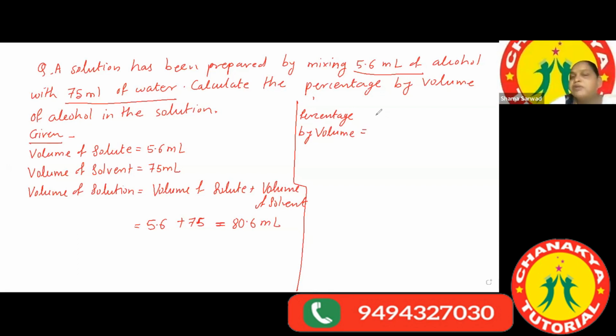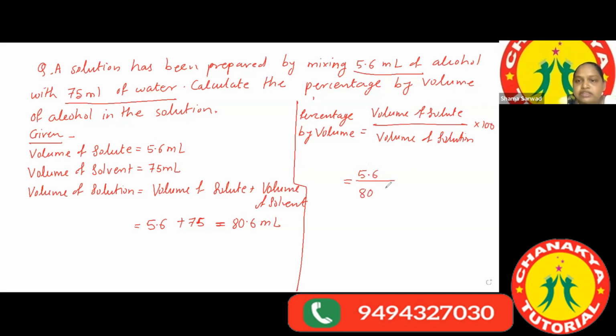Percentage by volume would be what now? Volume of solute upon volume of solution multiplied by 100. So that is equal to how much? 5.6 divided by 80.6 into 100. Yeah, fine. Correct, Harshit.